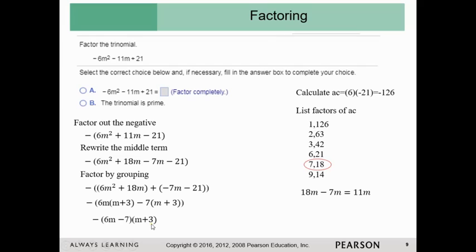A little bit of work to follow, but if you follow the steps the same way every time, you'll always end up in the right place. That's one reason why I really prefer the AC method on these types.